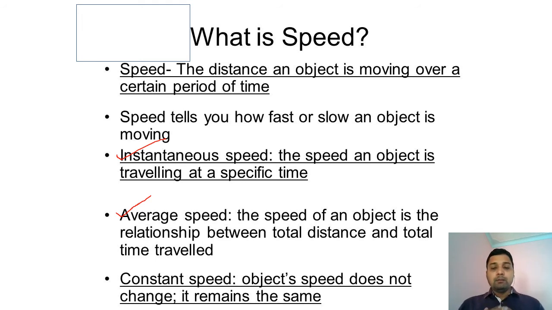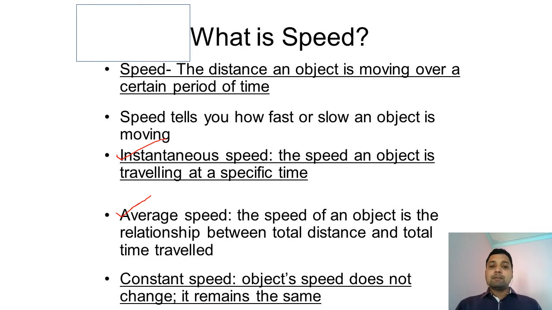400 kilometer by 8 hours. In that 8 hours, the speed of the bus sometimes increases, sometimes decreases, because it is not constant, it is not uniform, but still we are taking the average: 400 by 8 equals 50 km per hour. That's the speed of this bus.